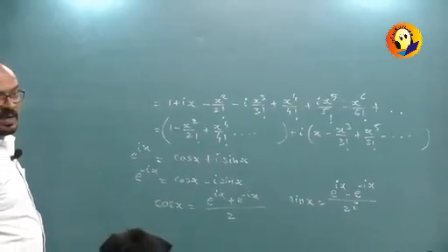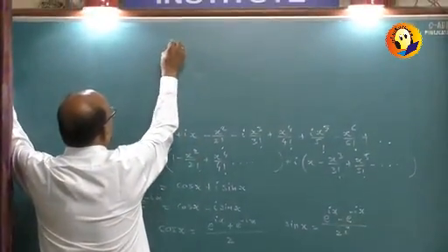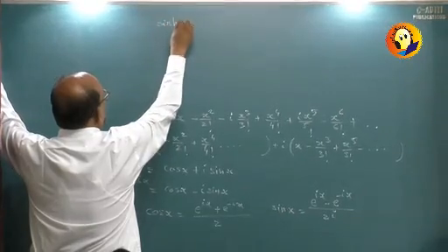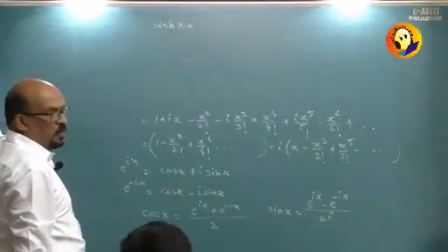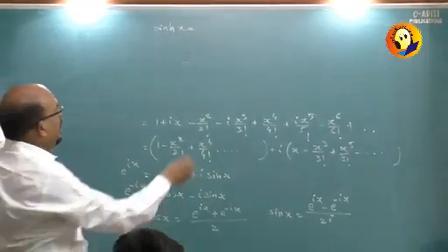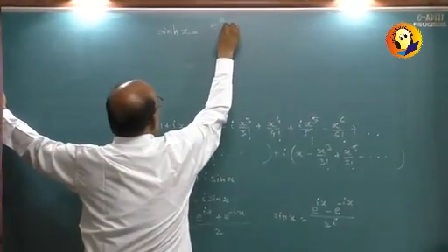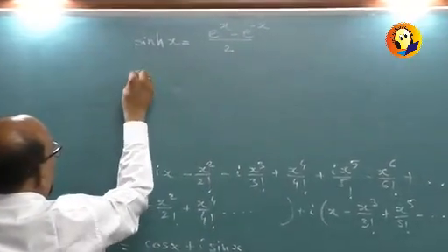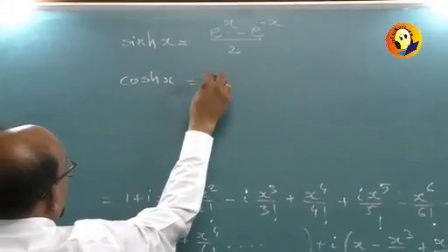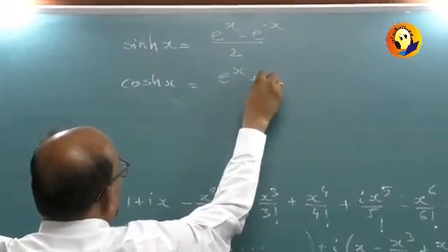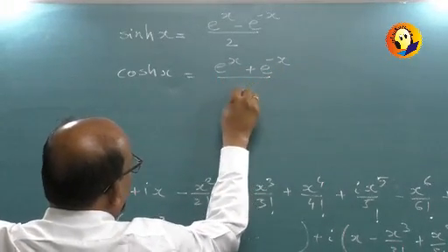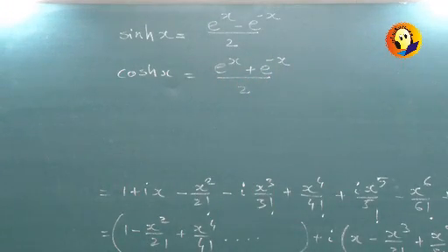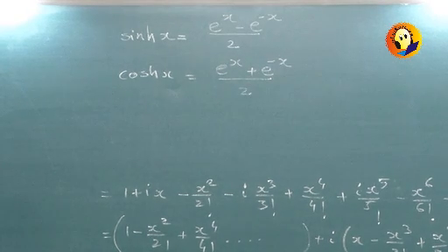And this leads to the definition of what they define as: sinh x is defined as e raised to x minus e raised to minus x upon 2, and cosh x is defined as e raised to x plus e raised to minus x upon 2. So what we have done, we have simply replaced ix by x and we have defined it as hyperbolic.